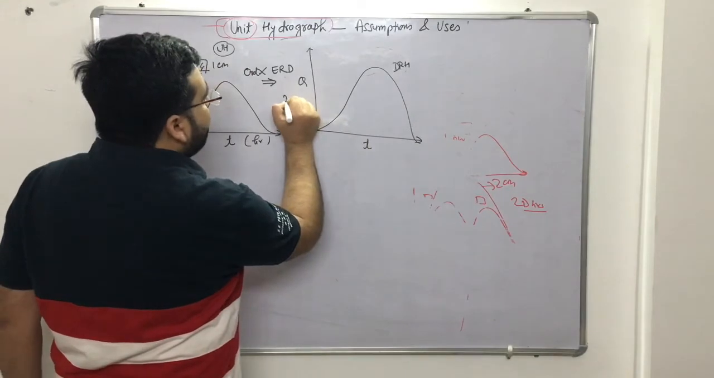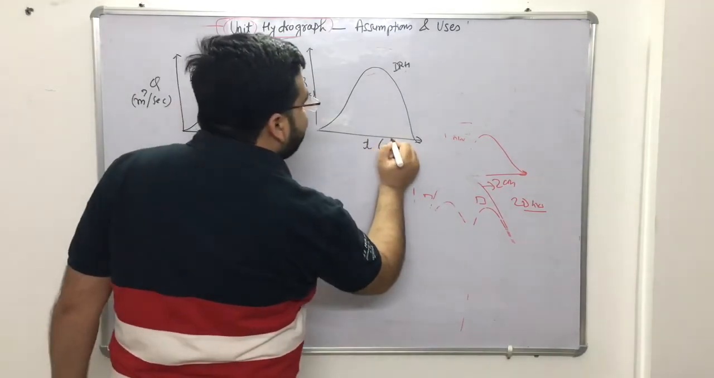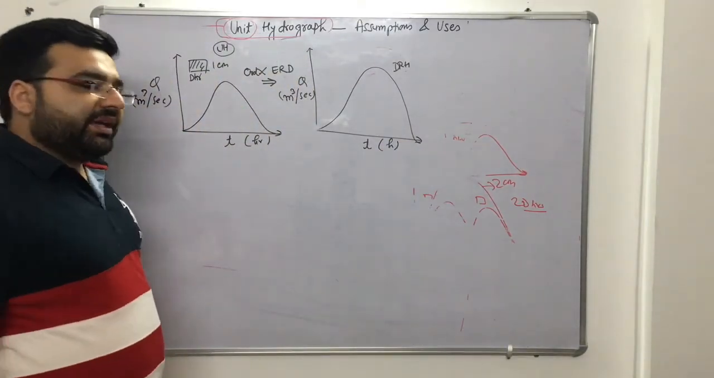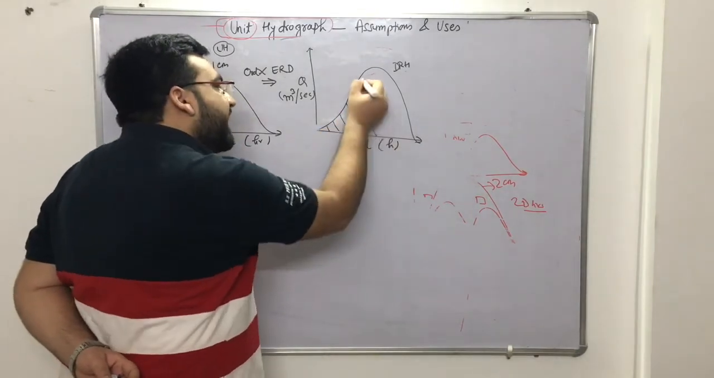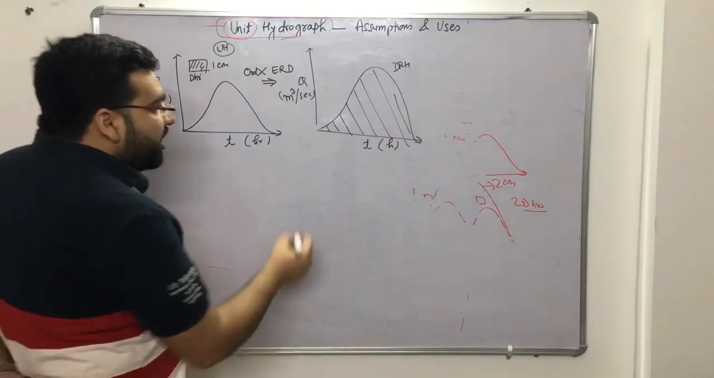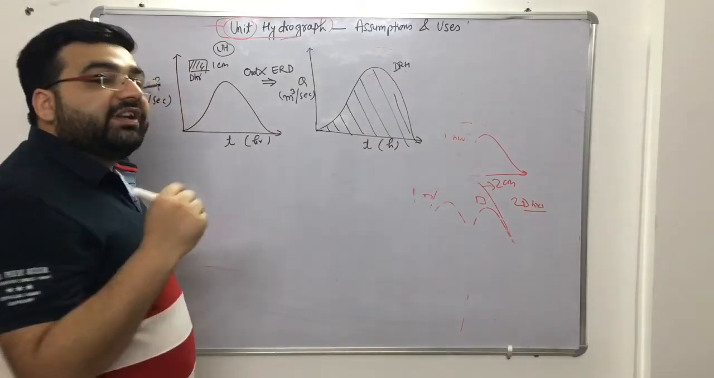What is the unit of Q? That is meter cube per second or meter cube per hour, whatever will be given, and time generally in hours. Clear? Now you tell me what will be the area of this direct runoff hydrograph? Now if you integrate it from this portion to this portion, what will you be getting?